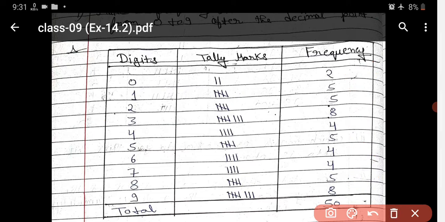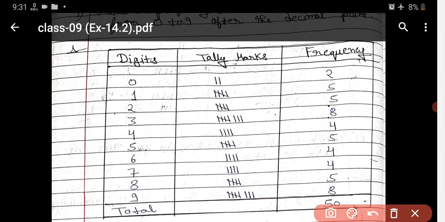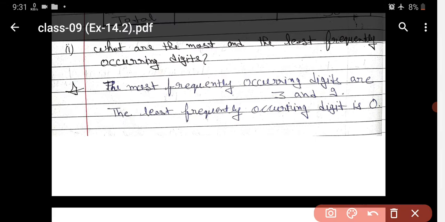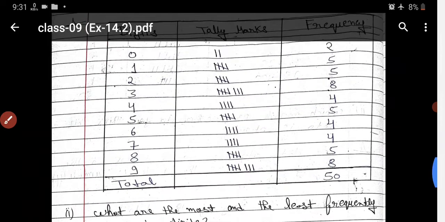Now just see which comes the maximum number of times. The maximum is 8 here, na. So the maximum digits are 3 and then 9. So which is the maximum occurring digit? 3 and 9. And which is the rarest, the last one? The last one is here 2, that is 0. So 0 comes the minimum number of times and 3 and 9 come the maximum. So you have to write here the most frequently occurring digits are 3 and 9 because they come up to 8 times. So the ones with the most frequency are 3 and 9. They come 8 times, and the least frequently occurring digit is 0. It comes only 2 times. So it is your answer to this question.